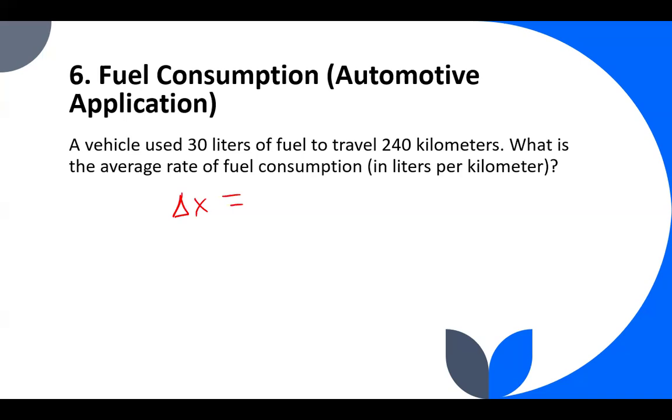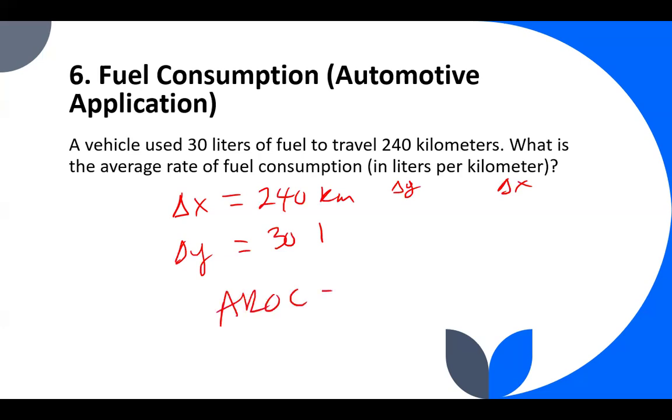So notice how it's written as per. In liters per kilometer, this lets you know that this has to be your change in Y, and this has to be your change in your X. So how the units are given to you, that's how you know which is which. Make sense? So for our delta X, that would be our 240 kilometers. Our delta Y, that would be our 30 liters.